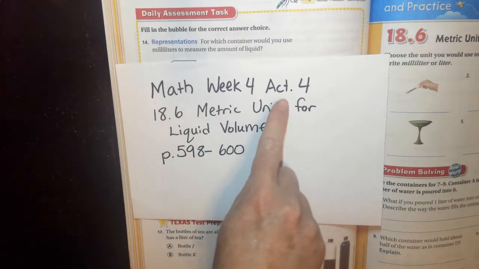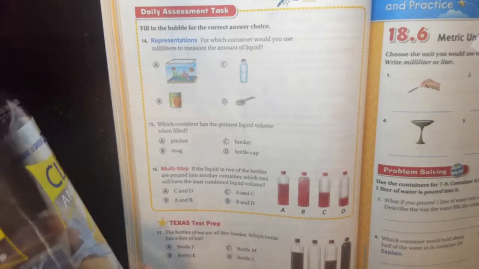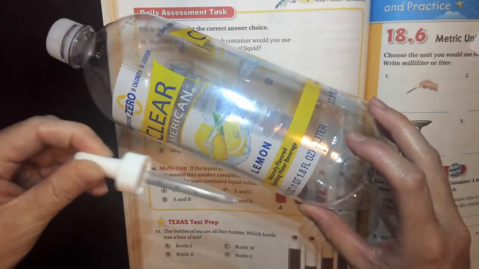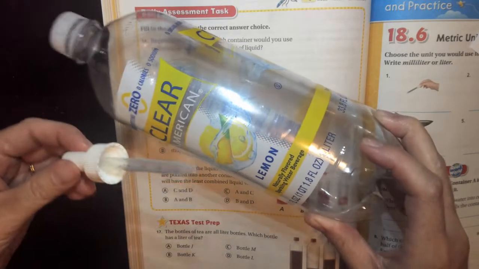Okay, we're at week 4, activity number 4, finishing up metric units for liquid volume, and we're starting on page 598. So, real quick review before we start there. Remember, we're talking about liters, like this 1 liter flavored water bottle, and milliliters, which is this very small baby medicine dropper, and it takes 1,000 milliliters to equal 1 liter.